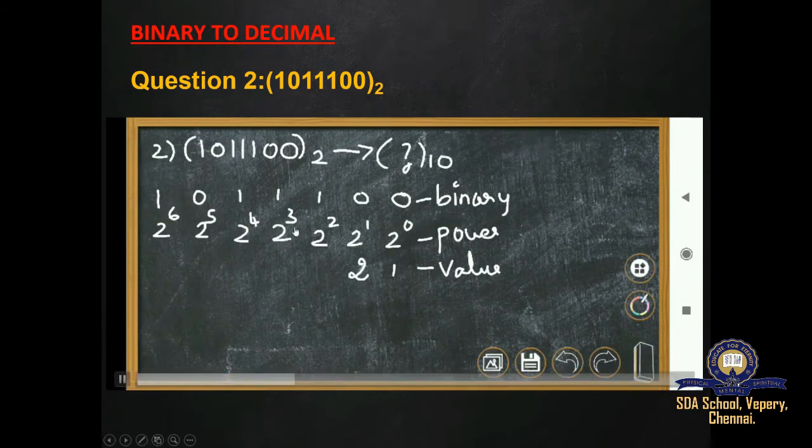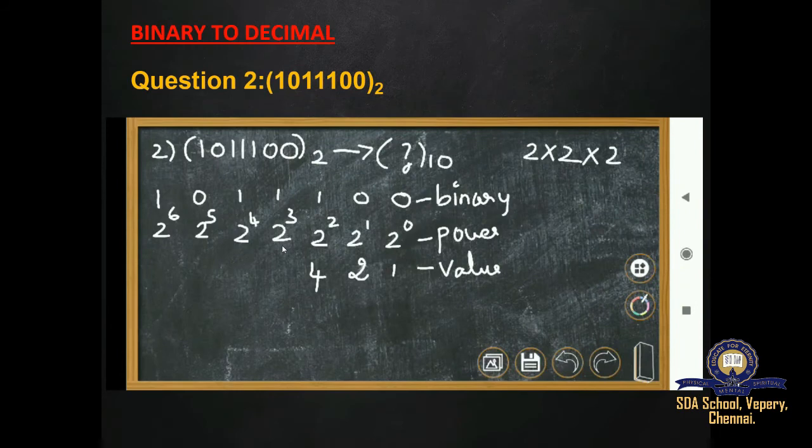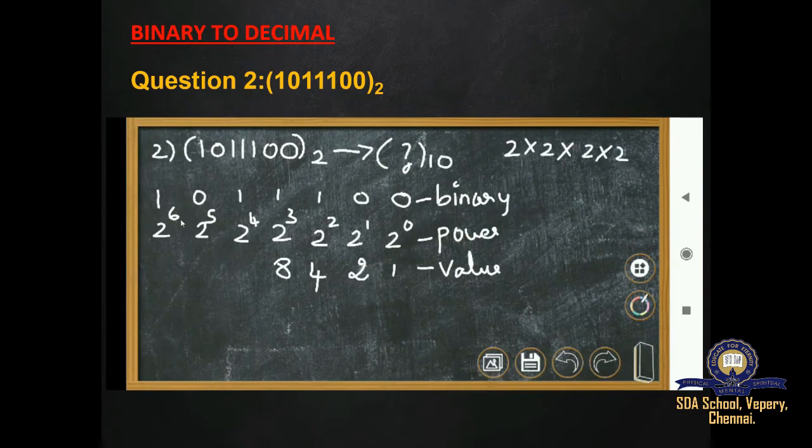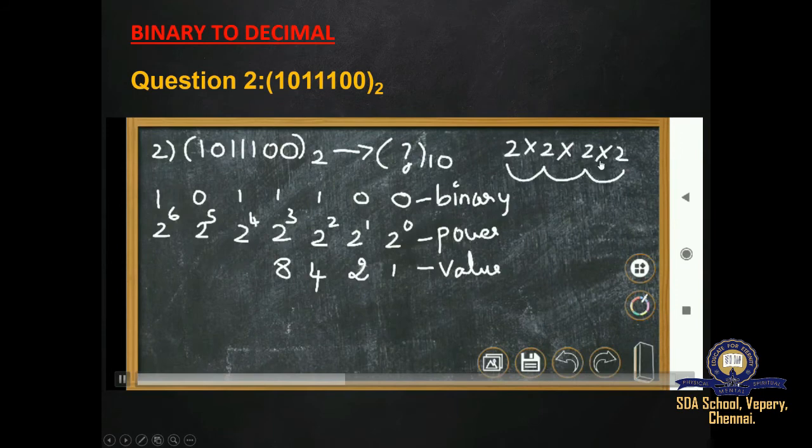Now we have the power as 3. So we have to multiply 3 times: 2 into 2 into 2. 2 into 2, 4. 4 into 2, we get 8. Here we have the power as 4. So 2 into 2 into 2 into 2. 2 into 2, 4. 4 into 2, 8. 8 into 2, 16.